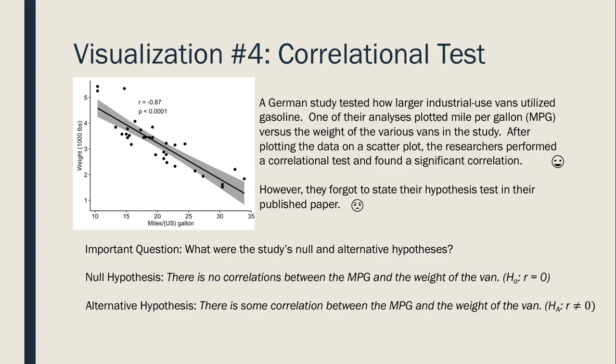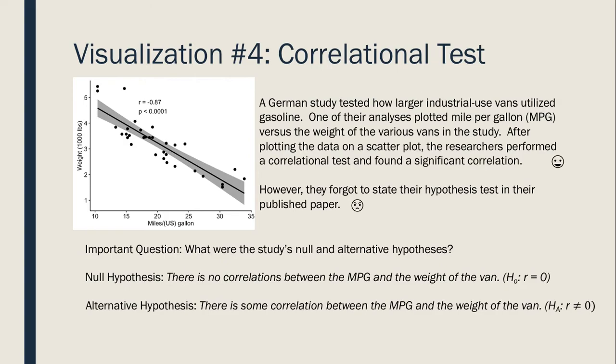Visualization number 4 focuses on the correlation test. Here, we are given the p-value, or the probability value, and we can see that it is less than the 0.05 significance level, which means that a significant correlation was found. The important question here is, what were the study's null and alternative hypotheses? The null hypothesis is that there is no correlation between the miles per gallon and the weight of the van. The alternative hypothesis is that there is some correlation between the miles per gallon and the weight of the van.